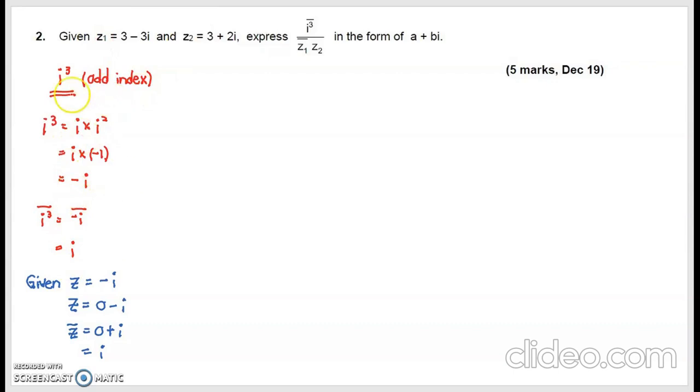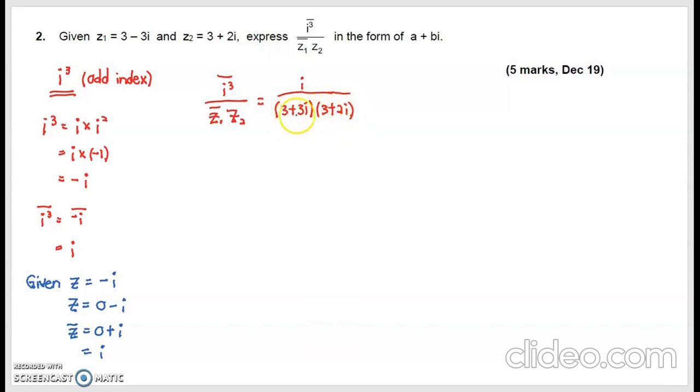So next, you have to show this step. The conjugate of i cubed over the conjugate of z1 z2 also equals, since the conjugate of i cubed is i, i over the conjugate of z1. Z1 is 3 minus 3i, so the conjugate of z1 is 3 plus 3i, times z2. Z2 is 3 plus 2i.